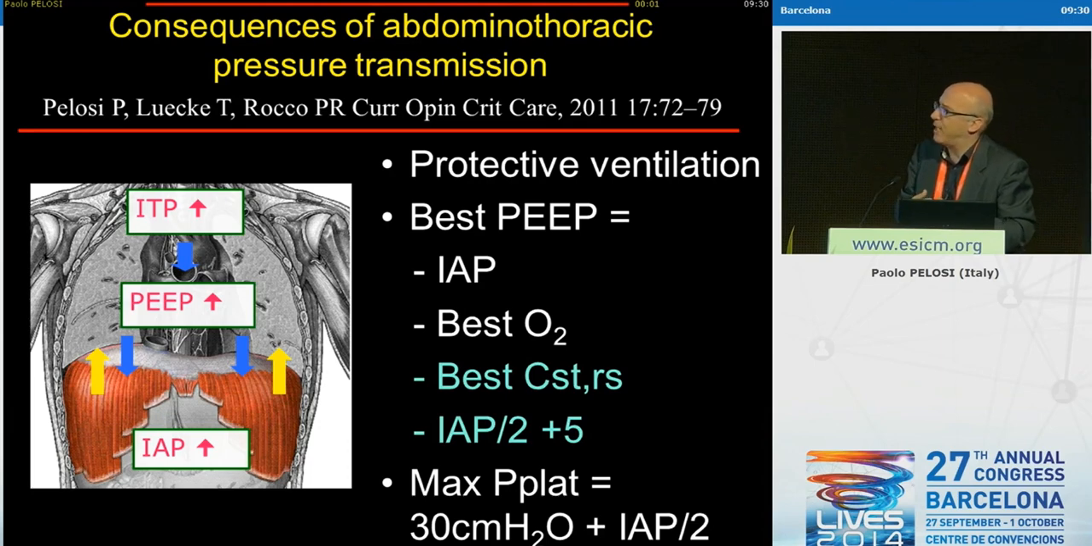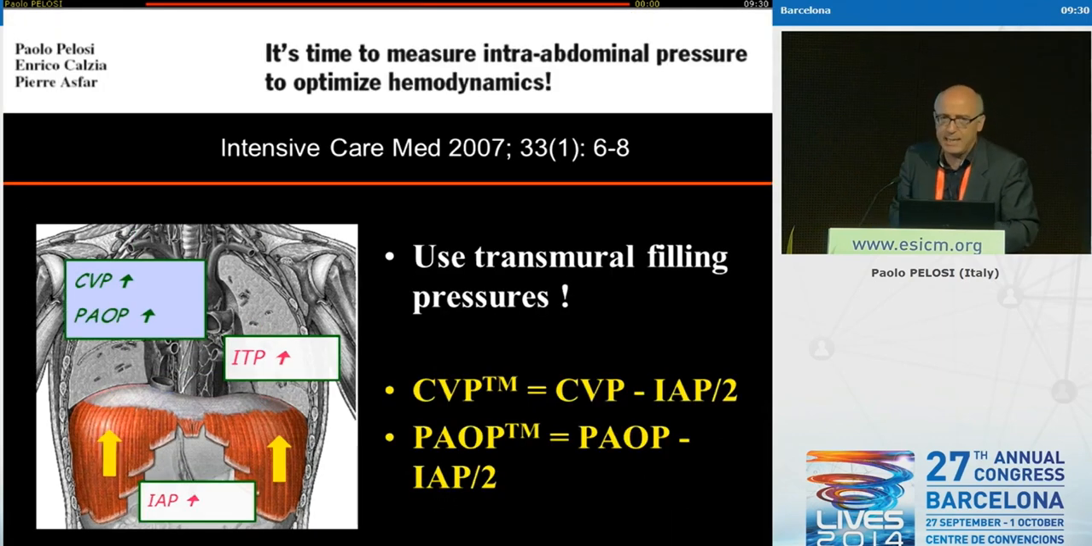One possibility to set optimal PEEP in these patients is to look at the best elastance or the best compliance, or, as I showed you from some animal data, applying a PEEP equal to half of the intra-abdominal pressure plus 2-3 centimeters of water. On the other side, remember that in the presence of intra-abdominal pressure, we have dynamic changes in the pleural pressure, so this can affect the interpretation of intravascular pressures. So the central venous pressure or the wedge pressure has to be corrected for their interpretation according to the measurement of intra-abdominal pressure. So I advocate the measurement of intra-abdominal pressure in these patients in order to have a better interpretation of intravascular pressures.